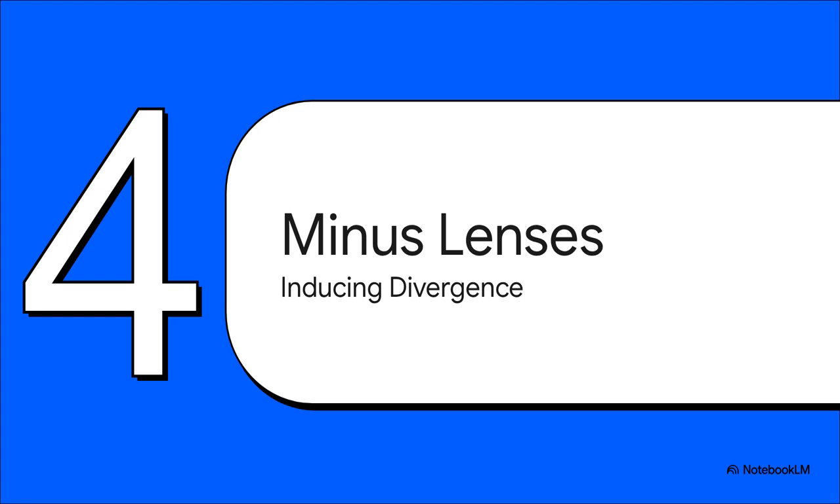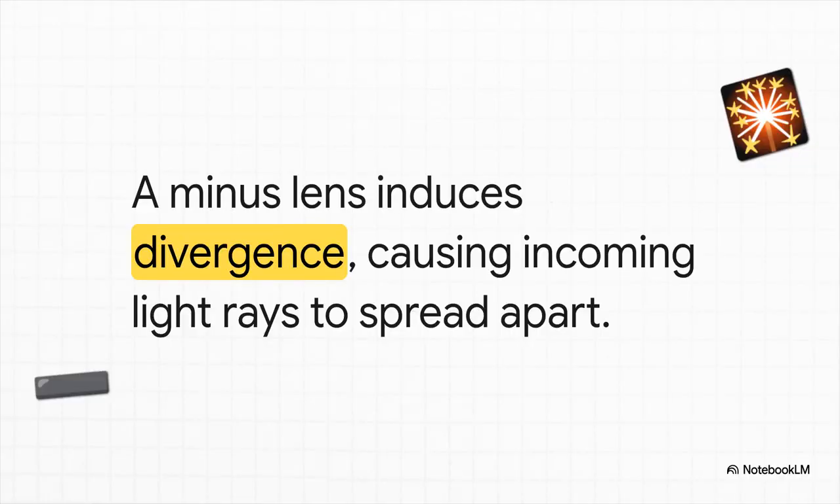All right, section 4. Minus lenses and divergence, spreading light apart. We're shifting our focus here to the exact opposite mechanism. If a plus lens brings things together, what's a minus lens going to do? Exactly. A minus lens induces divergence. It basically takes incoming light and spreads it apart. If parallel rays enter a minus lens, they are going to exit spreading outward. If converging rays enter a minus lens, they'll exit less convergent than before.